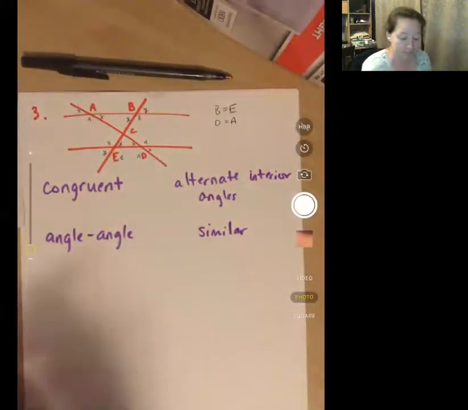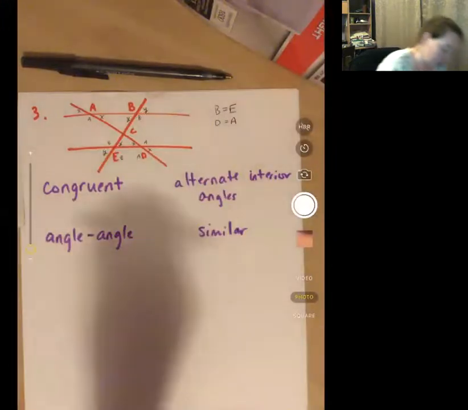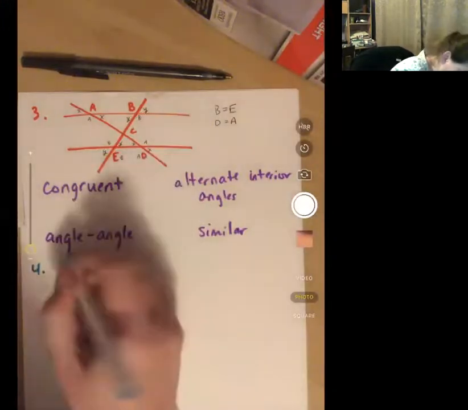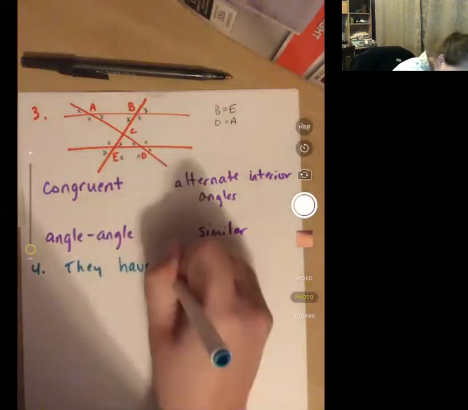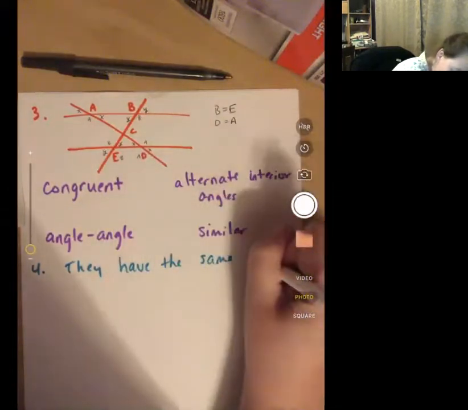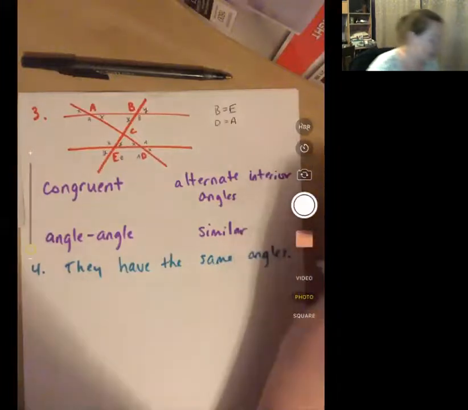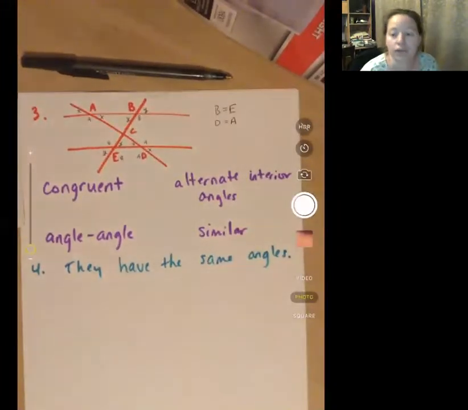Number 4. How can you determine when two triangles are similar? They have the same angles. And that's all you need to know to determine whether or not the triangles you have are similar.